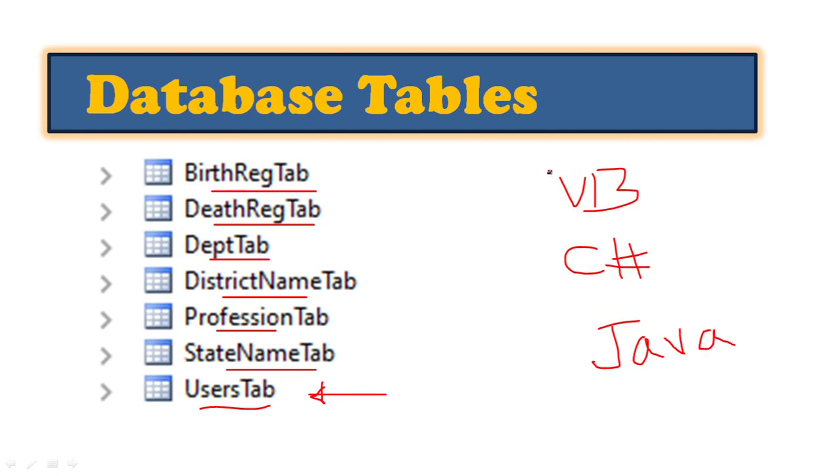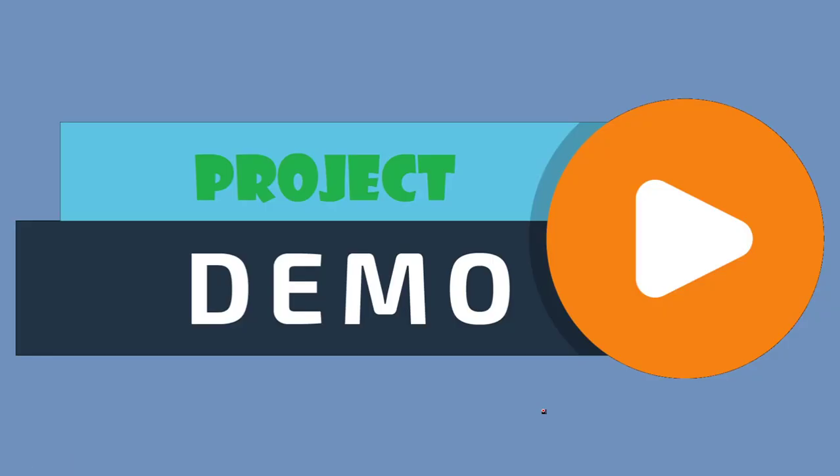These are desktop applications. If you want web applications, you can do the same project in ASP.NET, then Java JSP, which is another stream, or PHP or Python. Like that you can use different languages and do the same project in these languages also. Fine, let's move on. Now I'll show the demo of the project.